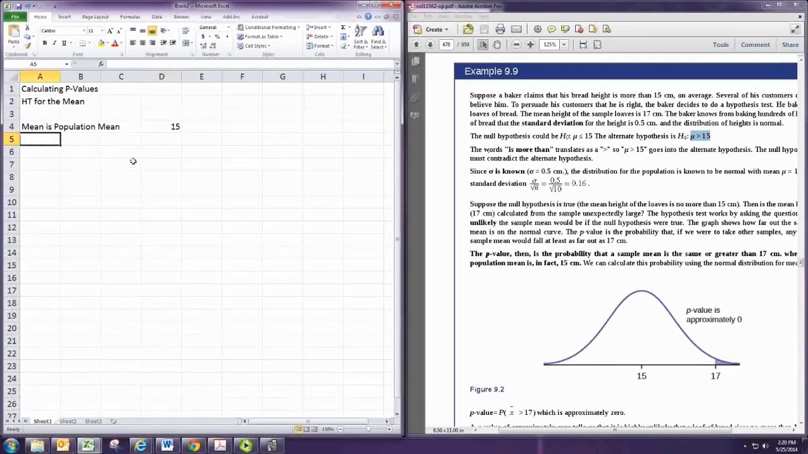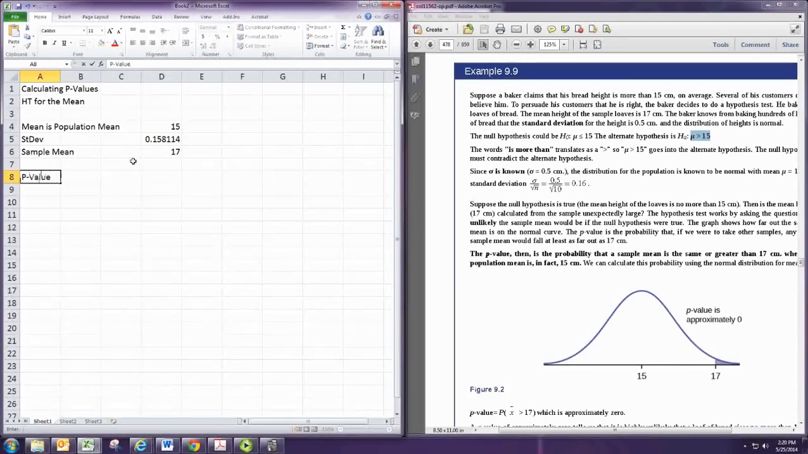And the standard deviation is going to be the population standard deviation divided by the square root of the sample size. So our population standard deviation is 0.5. We just divide by the square root of the sample size, the square root of 10, and we get the adjusted standard deviation. So that's the mean and standard deviation for the sampling distribution. Then we have the sample mean, and the sample mean will mark off the tail. So now we just want to find what the p-value is.